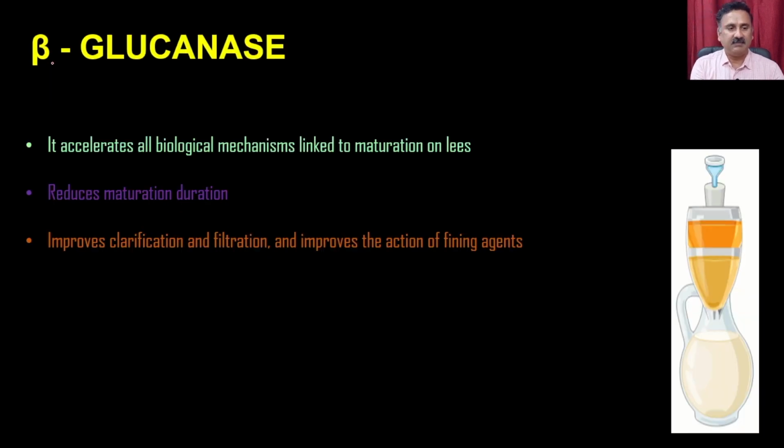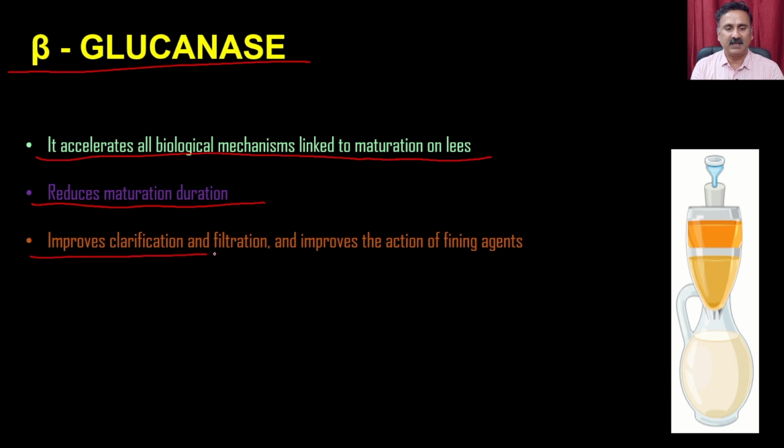Now the next enzyme is beta glucanase. It accelerates all biological mechanisms linked to the maturation on lees. It reduces the maturation duration, improves clarification and filtration, and improves the action of the fining agents.